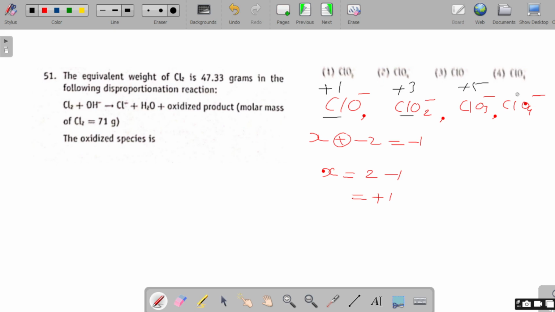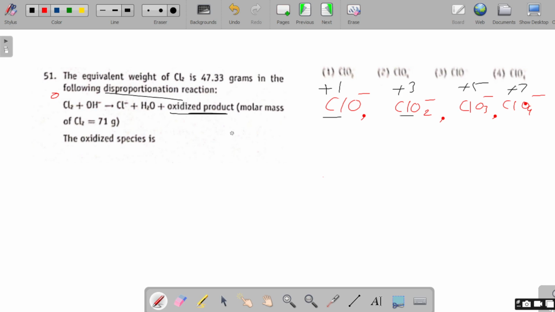So now they are asking what the next product is. The oxidized product is any one of them. Please identify, that is all they are asking. Now let us see one by one. Disproportionation means one is oxidized and it should also be reduced. In this case Cl2 is in the oxidation state of 0 and becomes minus, so it is reduced.